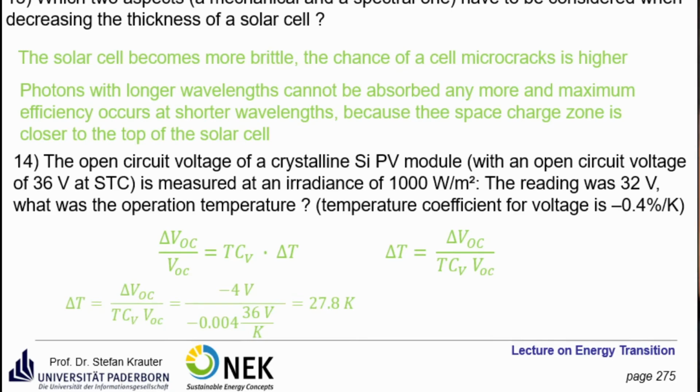And if you put in the numbers, you see here that the voltage difference between 32 and 36 is 4 volts, but it's negative because you have a voltage reduction, so it's minus 4 volts. And the temperature coefficient is 0.4%, or if you want to eliminate the percent, it's divided by 100, so you have 0.004 per Kelvin, and it's also negative because of a negative temperature coefficient. And then you end up at a temperature difference of 27.8 Kelvin positive, so a temperature increase. The temperature then, if you add up the temperature difference, 27.8 degrees plus the original temperature of 25 degrees, you end up at a temperature of 52.8 degrees.